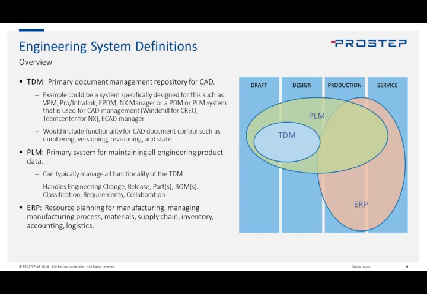And then ERP, and I think that's the one that most are familiar with, is enterprise resource planning. That means manufacturing processes, process changes, materials, supply, supplier collaboration, inventory, accounting, and that type of thing.